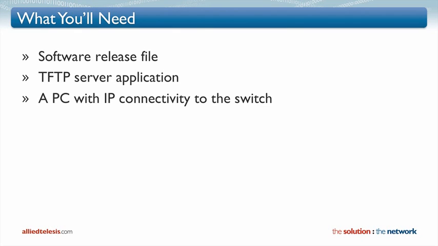Before we upgrade the switch, let's make sure we have what we need. First off, we'll need a software release file, which is what we're going to upgrade the switch to. Then we'll need something called a TFTP server, which transfers the file to the switch. And then we're going to need a PC to run that TFTP server application on.